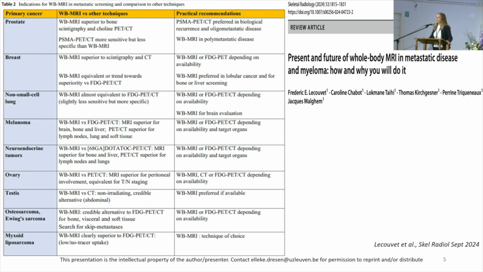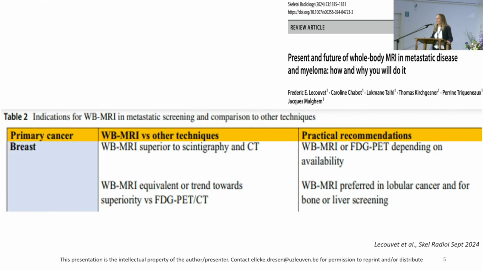This is a very nice paper that was released this month. It is a very nice overview on how and why to use the whole body diffusion-weighted MRI. As you can see, there is a whole list of indications for several types of malignancies. But if we zoom in on specifically breast cancer, then we see that the whole body MRI is better than bone scan and CT, and might even be better than PET-CT. And as a practical recommendation, they say that it is specifically helpful in lobular breast cancer patients and when you need to do the detailed evaluation of liver and bone disease.